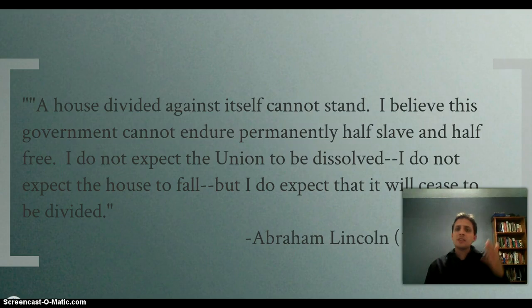So he really does show his view and his understanding of the country. He sees what's coming down the line, and he's right. The country is going to have to choose whether we're going to be totally free or totally slave. And we end up, thankfully, choosing to be totally free. But it's going to take a war to make everybody accept that.